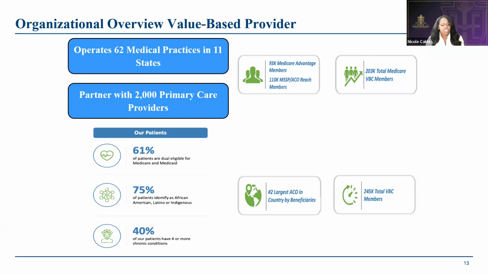Our patient population was unique. Over 61% of our patients actually were eligible for Medicaid and Medicare. They were duals. 75% of our patients actually identified as African American, Latino, or Indigenous. And of those patients, over 40% had either 4 or more chronic conditions. So this really was a very vulnerable population that had some health issues. And so we really wanted to make sure that we were delivering on our value proposition for delivering better care.